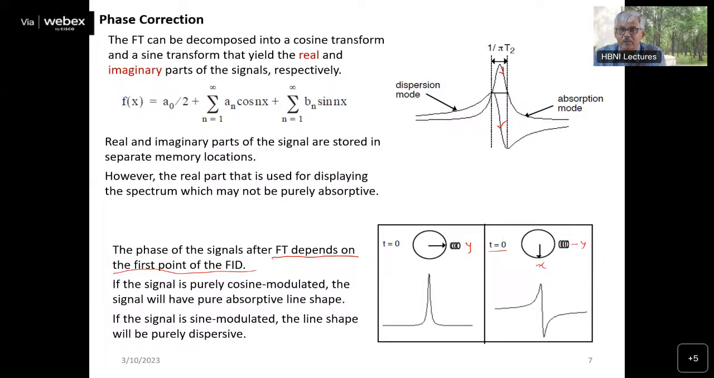Okay, but it depends on when you started your acquisition or started recording your spectrum. By the time, let us think that it has moved to the x-axis. In this case, because your detector is here, you will get a dispersion mode spectrum. This looks like a sine modulated spectrum, because you can see there is a phase shift of 90 degrees.